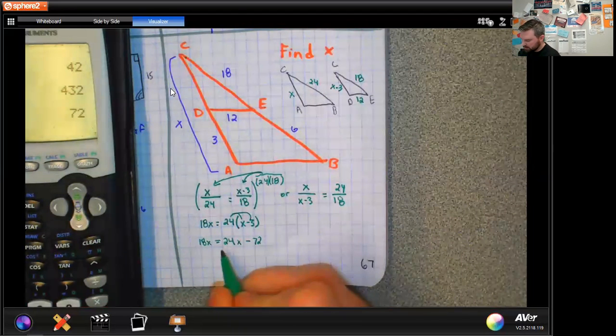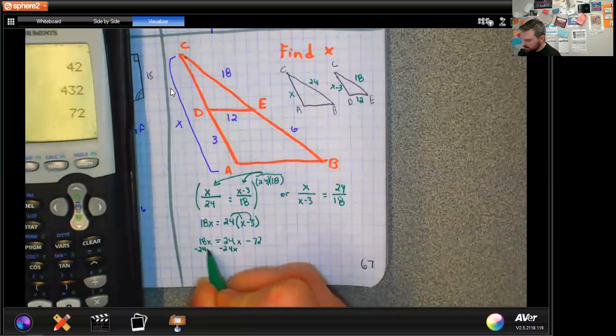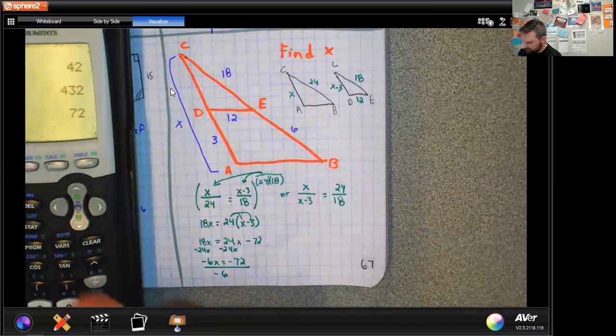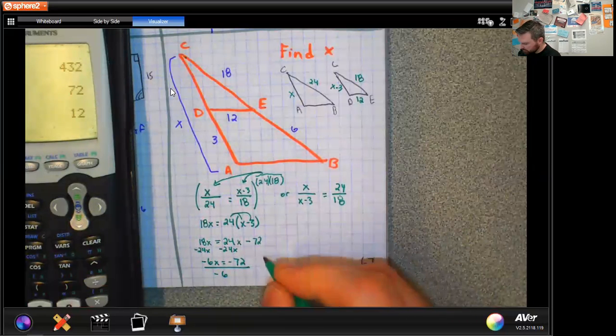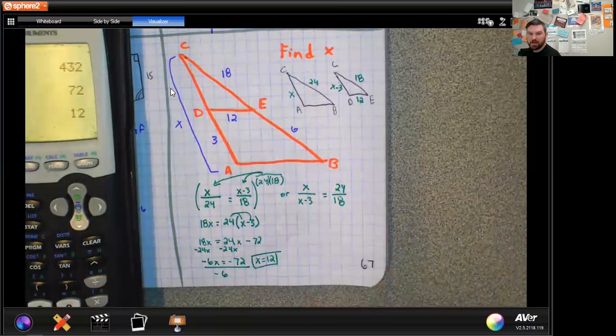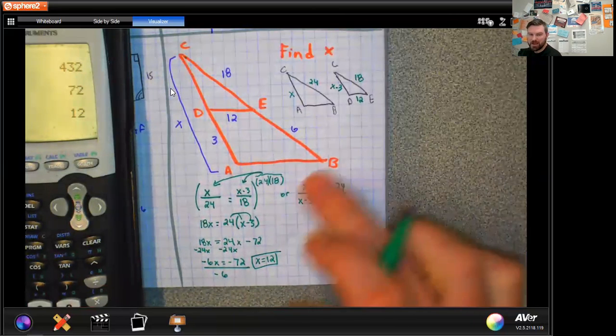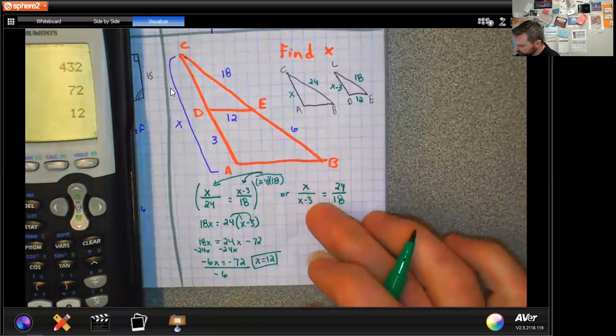If I subtract 24x, 18 minus 24 is negative 6x equals negative 72. Divide by negative 6, and you get 12. So x in that case is 12. Now, I should get the same answer when I do this one.